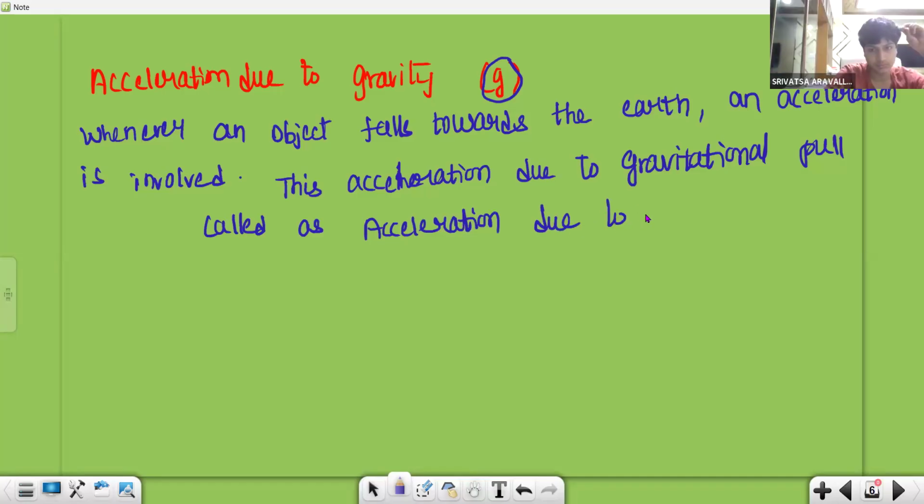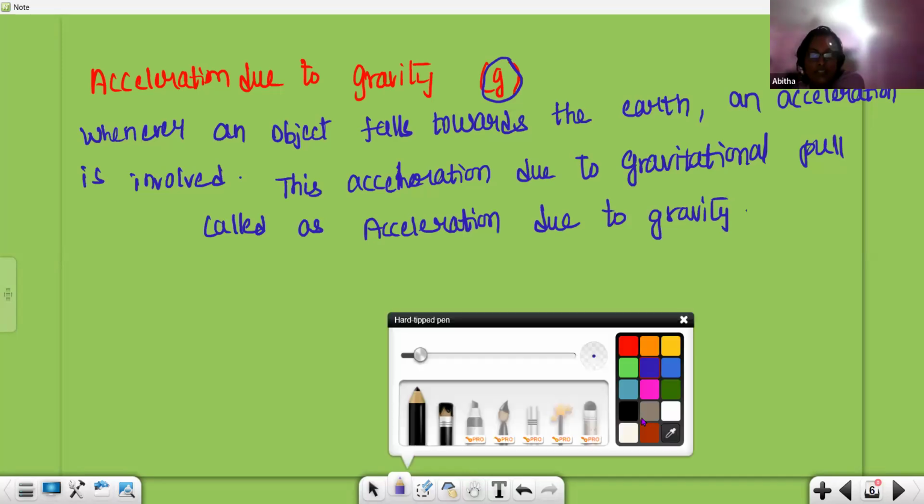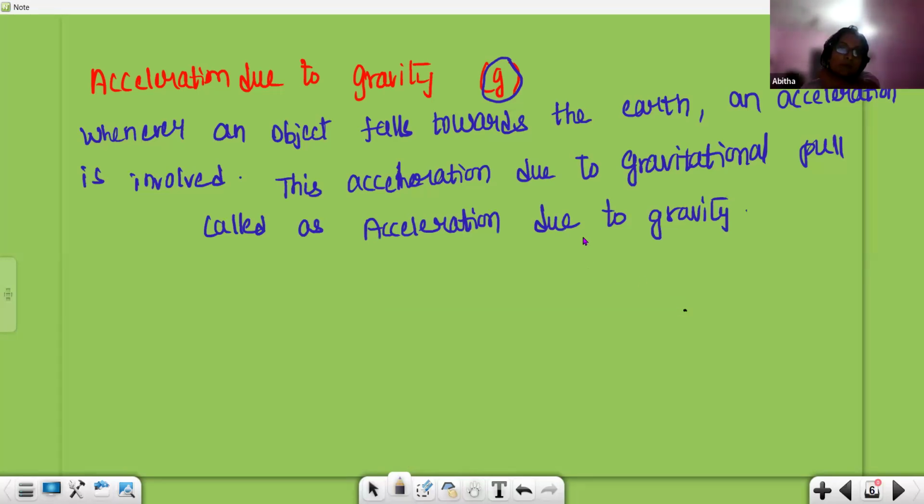Okay, small g and big G. So it is small g. So what is small g? Small g is whenever an object is falling, there is acceleration involved in it. That particular acceleration due to the involvement of gravitational force is called acceleration due to gravity. Understand the definition? Can you explain what you understand?